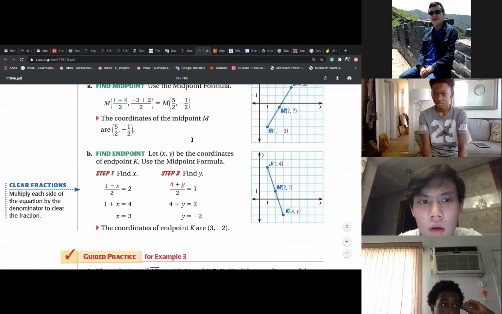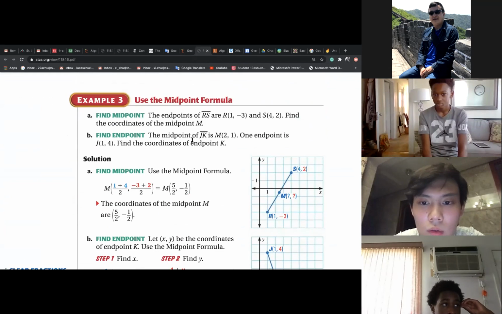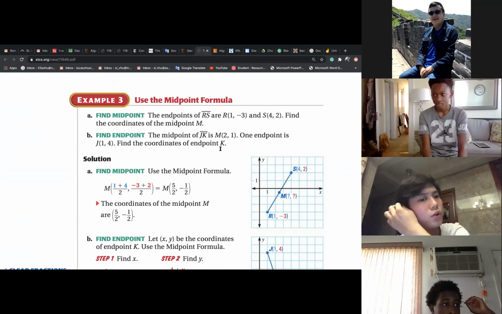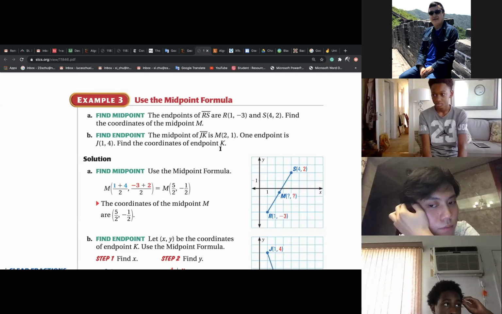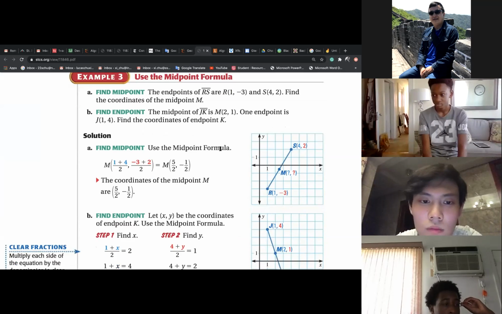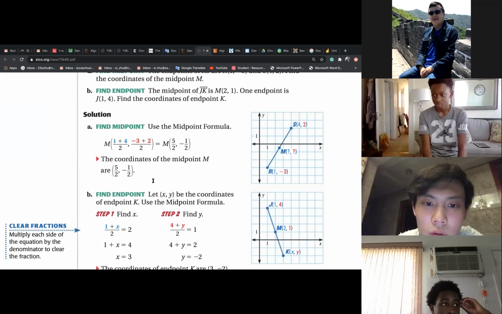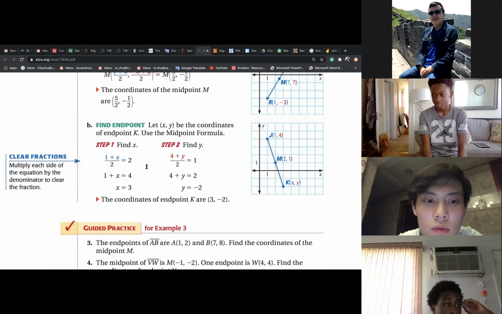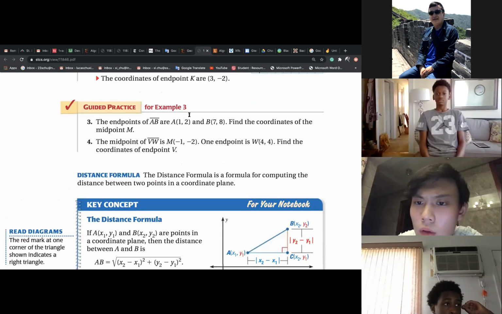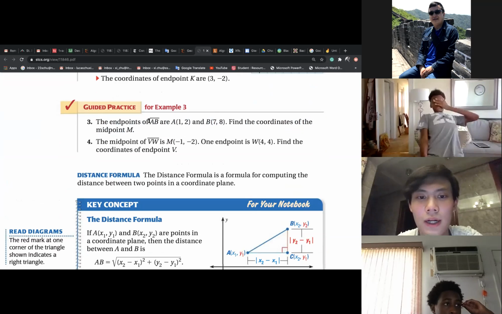Okay. I'm not sure. Should we try this one? Let's do it later. Use the midpoint formula. Try to do this one. You can practice another question.